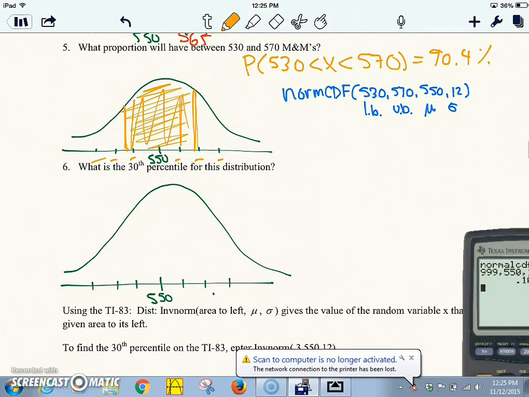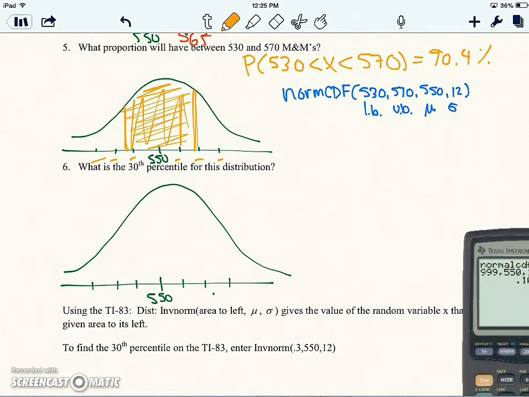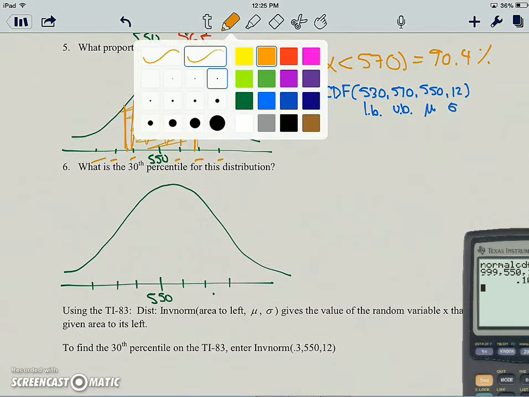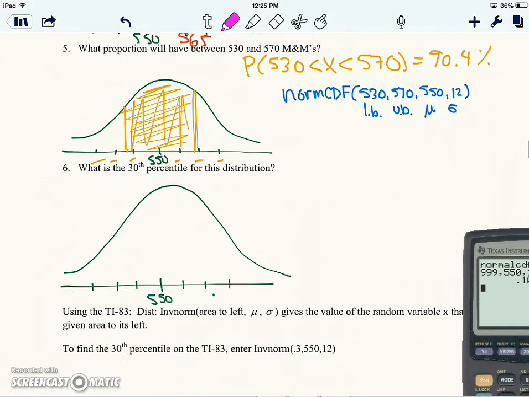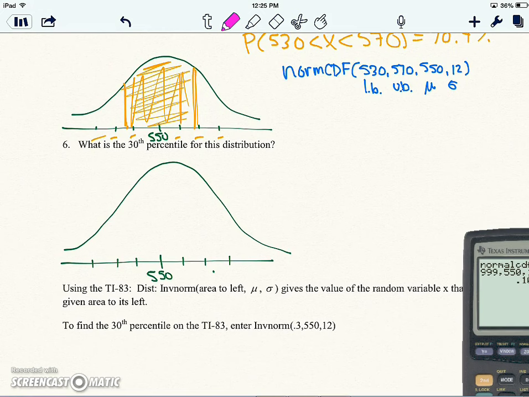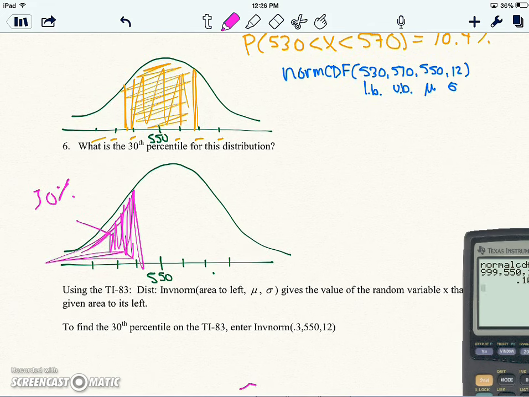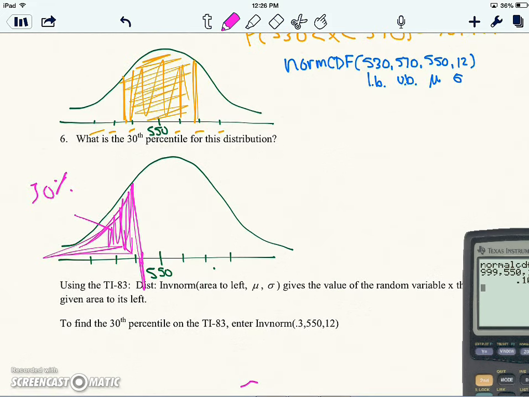Now let's try this one. What is the 30th percentile for this distribution? This is something new. What we're asking is where does it fall to get 30% under the curve. So, I don't know, maybe here. Okay. We need this to be 30%. If we were to break this up into thirds, maybe that's 30% of it. Okay. So we're looking for this value here.